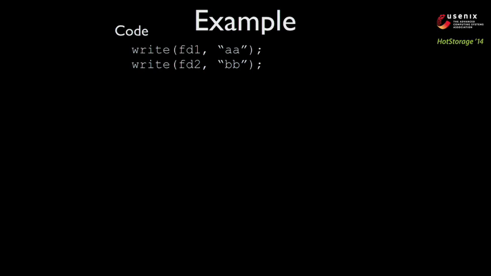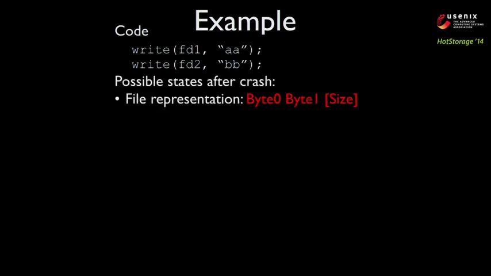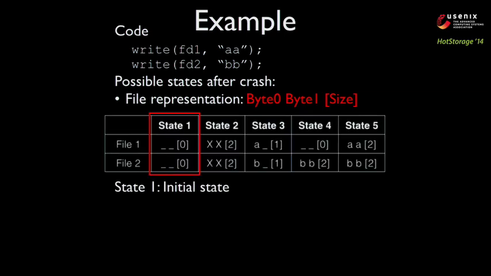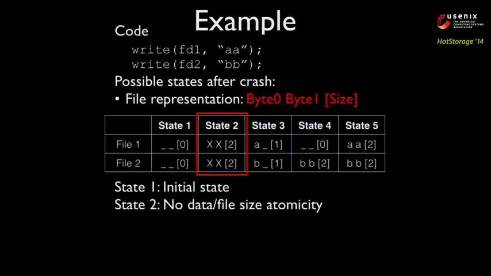Okay, so let me give an example. Here we have a couple of writes to file descriptor 1 and then to file descriptor 2, letters A and B. And so when we're trying to figure out what could happen if we do the two writes in a row, what we care about are the possible states that might occur after a crash. Here we'll see the state of byte 0, which might be A or B, or maybe something else, then the state of byte 1, and then the size of the file, which is a piece of metadata that the file system is tracking. So we'll see a bunch of different states. Here's the initial state. The file has nothing in it and is size 0, let's say. File 1 and file 2 both have nothing in them and are size 0.